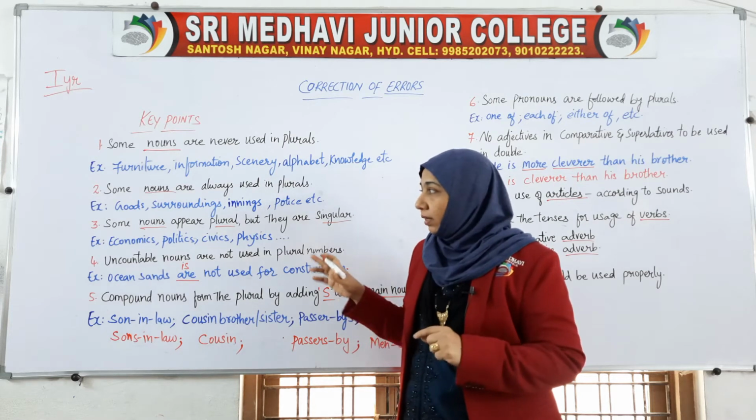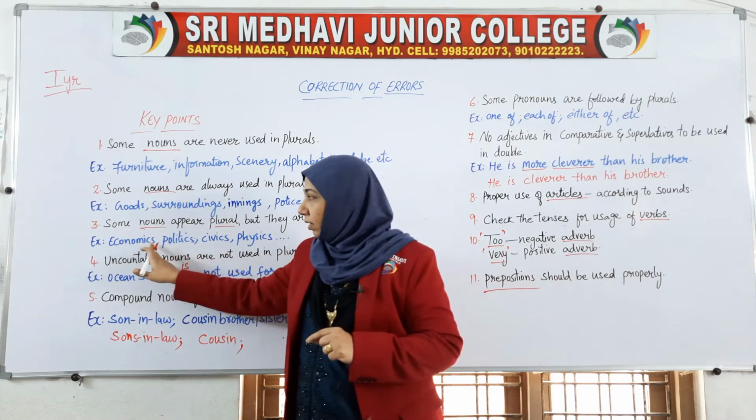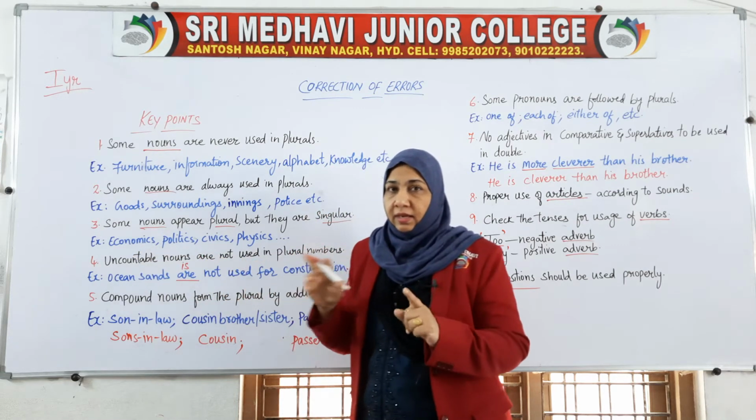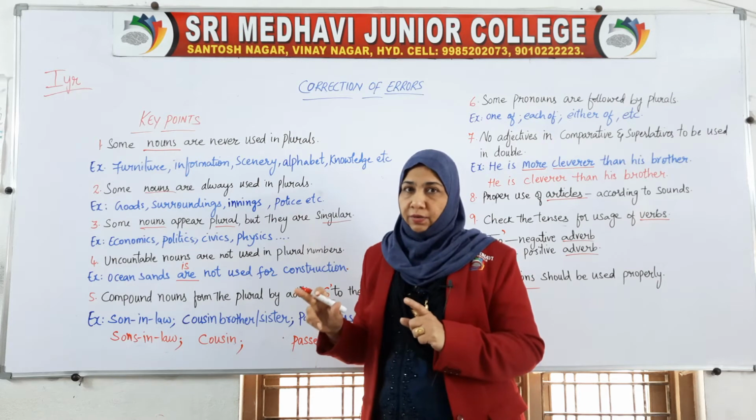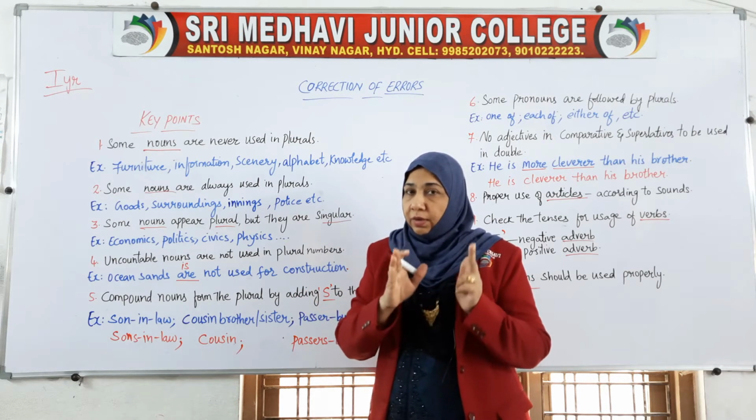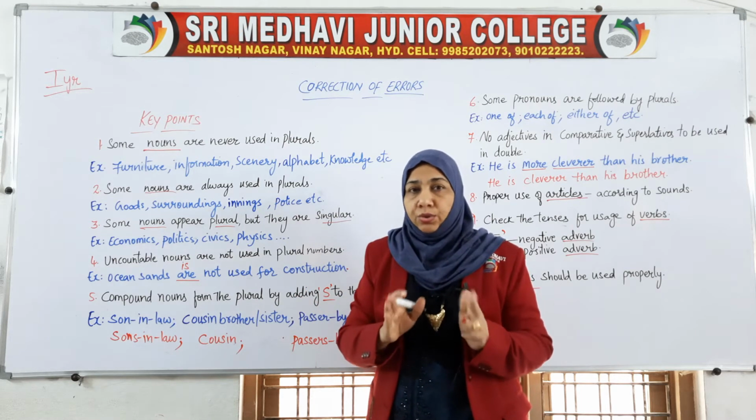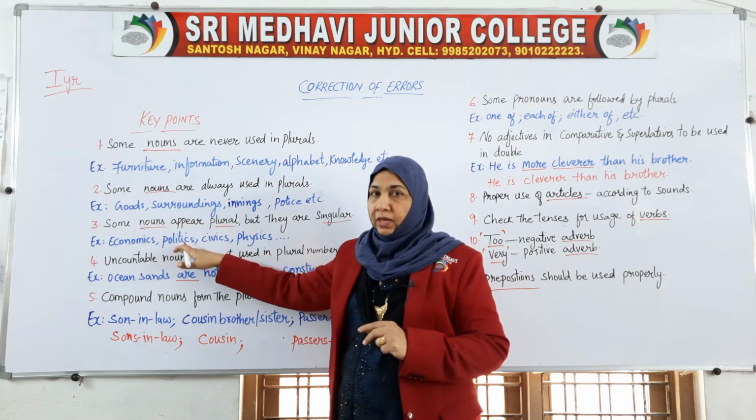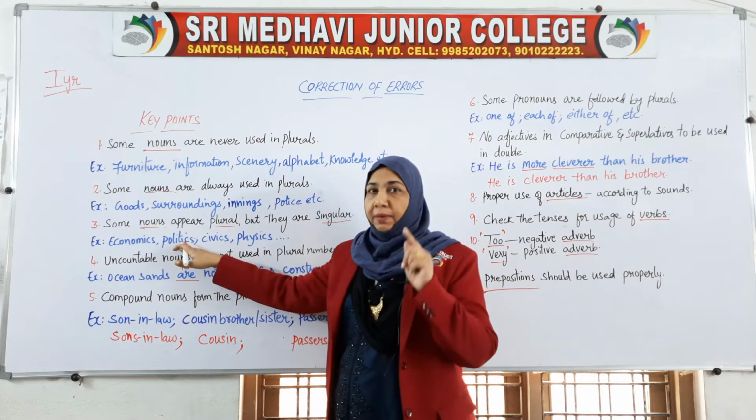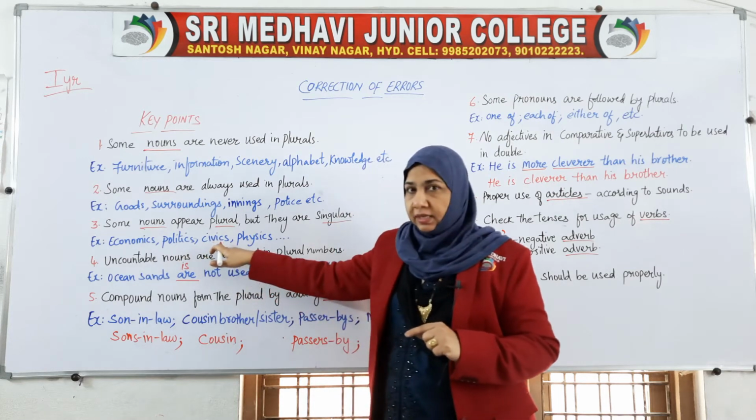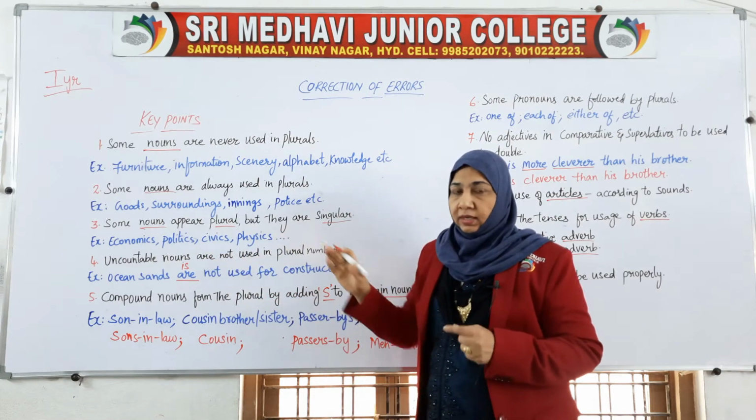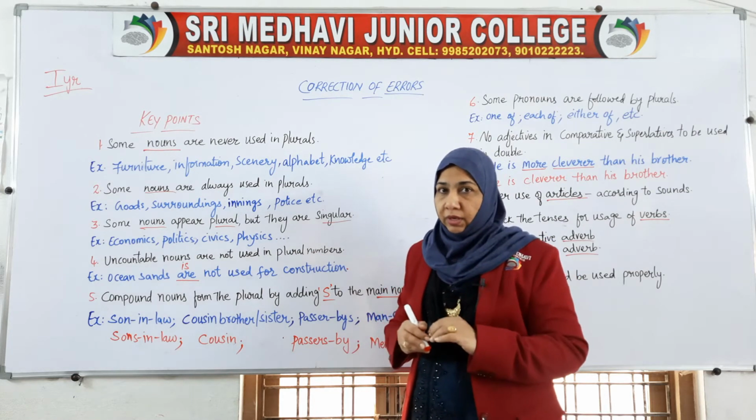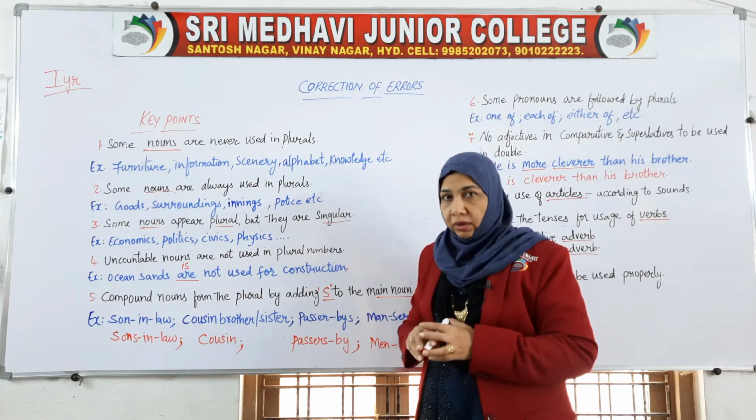Okay, so here you cannot say, I am studying economic. Economic policies are different. But when you are talking about a subject, you should say economics. Next is politics. You cannot say politic, it should be politics. Civics, physics, these already appear like plurals, but they are the singular ones.